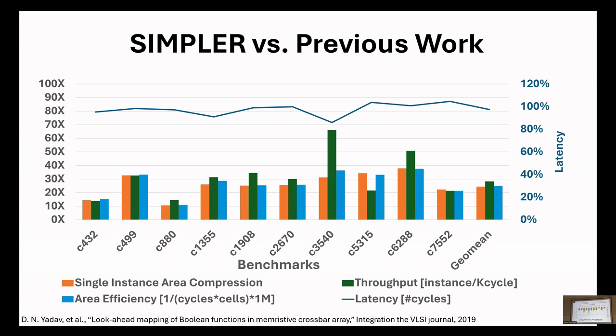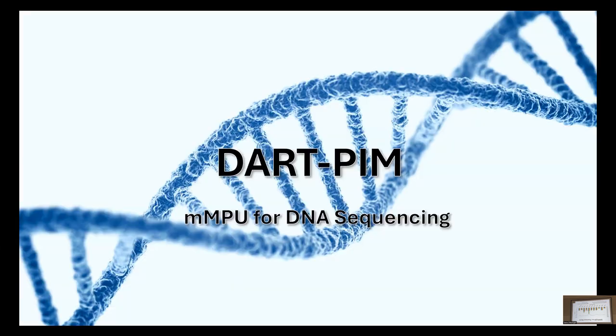If we compare it to previous work, then we can see that on average we improved by about 20-something percent the throughput, the area compression, and the area efficiency. And at the cost, the latency is quite similar to the previous work. And again, more results in the paper.